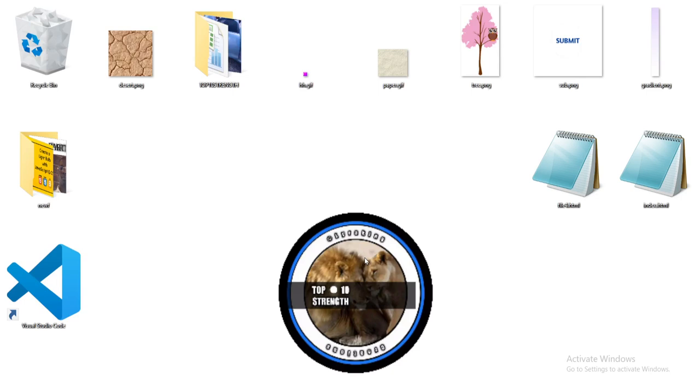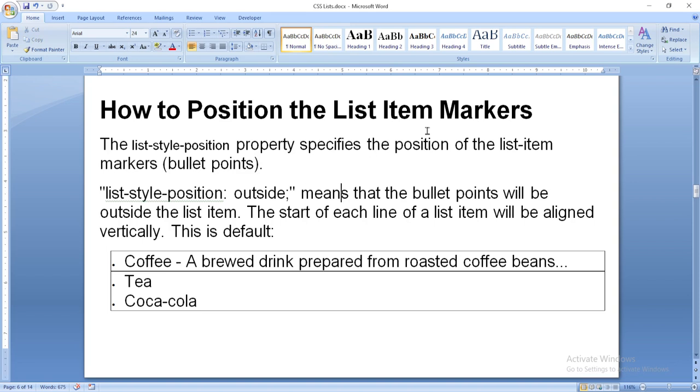Welcome back everyone. Quickly, let's continue our discussion on CSS lists. And right now we'll be discussing how to position the list item markers. The list-style-position property specifies the position of the list item markers, the bullet points.